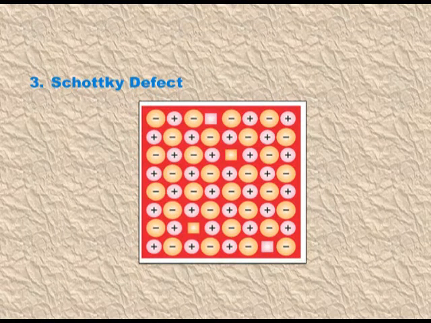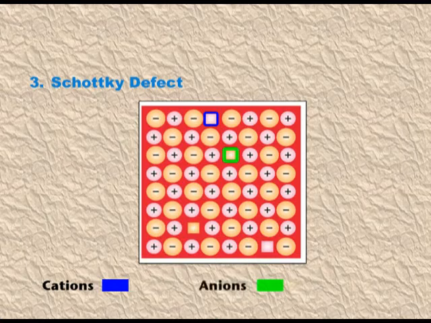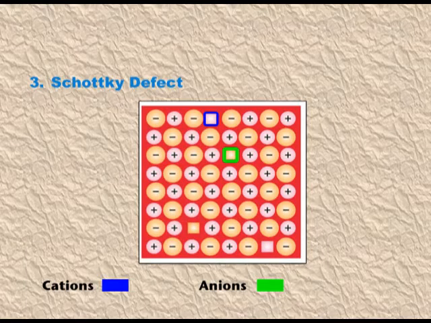You can see here, a cation should be present, but the cation is not here. It is missing. Similarly, here an anion should be here, but the anion is missing. So one cation and one anion are missing from the crystal. This missing of the anion and the cation in equal number from the crystal is known as Schottky defect. Now, since the cation and anion are missing from the crystal, this defect decreases the density of the crystal. Usually, the cations and anions in such type of defect are of equal size.